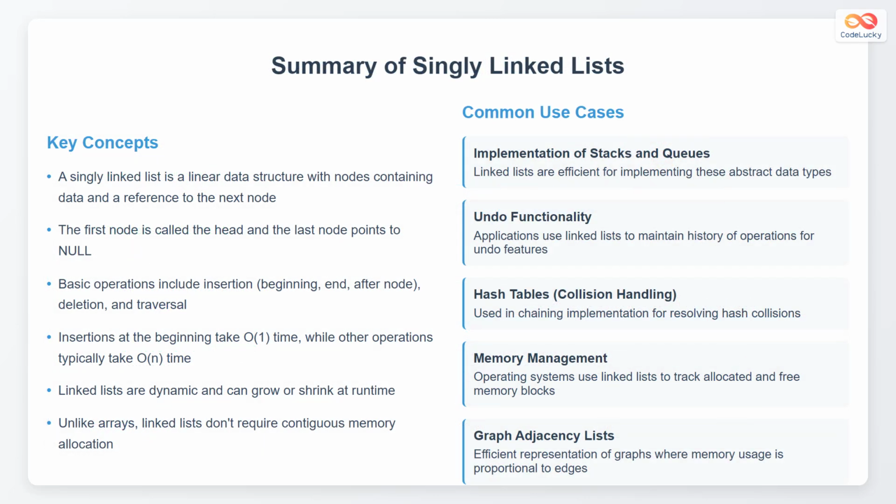Let's summarize what we have learned so far. A singly linked list is a linear data structure with nodes containing data, and a reference to the next node. The first node is called the head and the last node points to null. Basic operations include insertion, deletion, and traversal. Insertions at the beginning take order of 1 time, while other operations typically take order of n time. Linked lists are dynamic and can grow or shrink at runtime. Unlike arrays, linked lists do not require contiguous memory allocation.